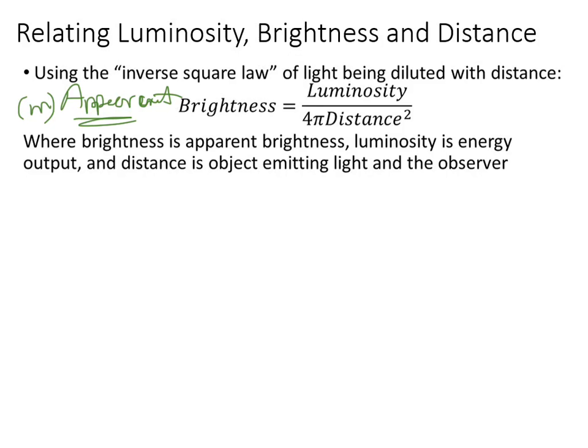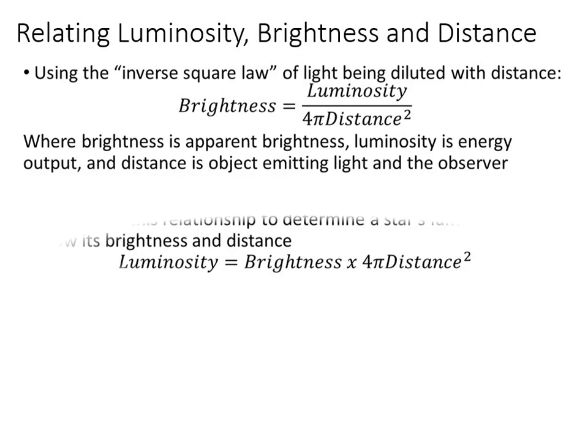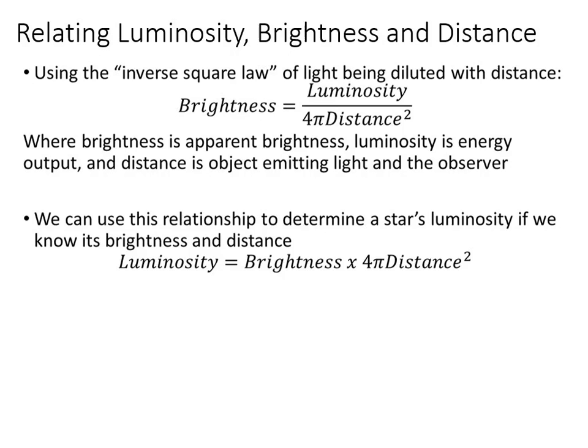Okay, apparent brightness: you can calculate it if you take the luminosity, which is the energy pumping out, and divide by 4 pi r squared. We can rearrange that, and if we know the brightness and the distance, we can backtrack and get the luminosity. It's just a little algebra problem. So we do have some possibilities in getting at, for instance, the luminosity, the energy that a star is putting out.